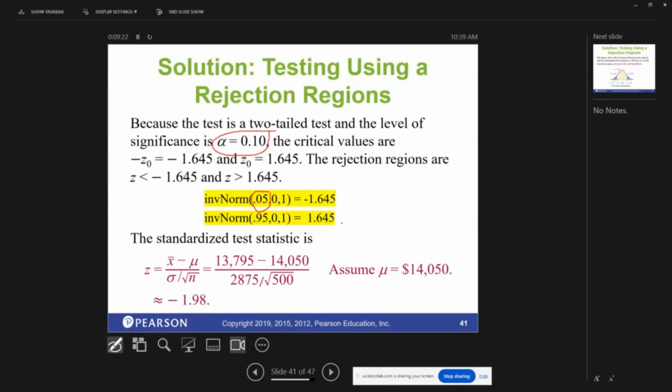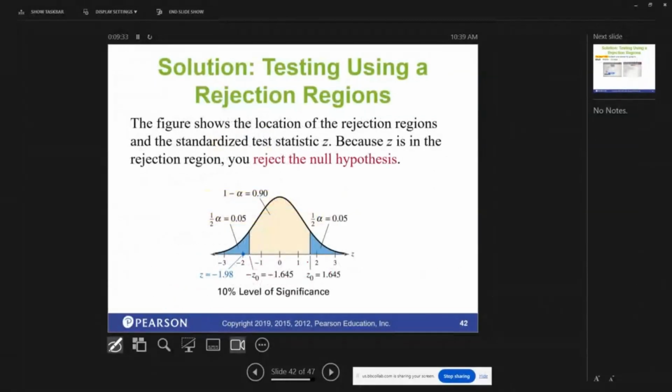So now I need to look at those two numbers on a graph, and then where is my z-score here, my standardized test statistic. So here is my negative 1.645 and my positive 1.645. And then if I'm looking at my test statistic here, negative 1.98, this time it falls in the shaded region. So, since Z is in the rejection region, you're going to reject the H sub 0.